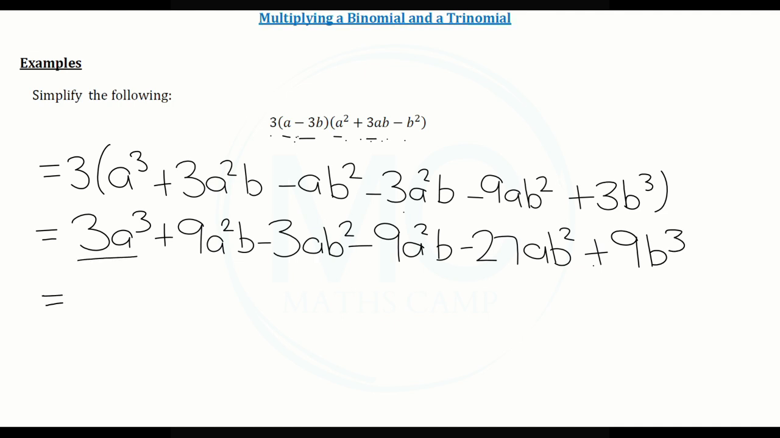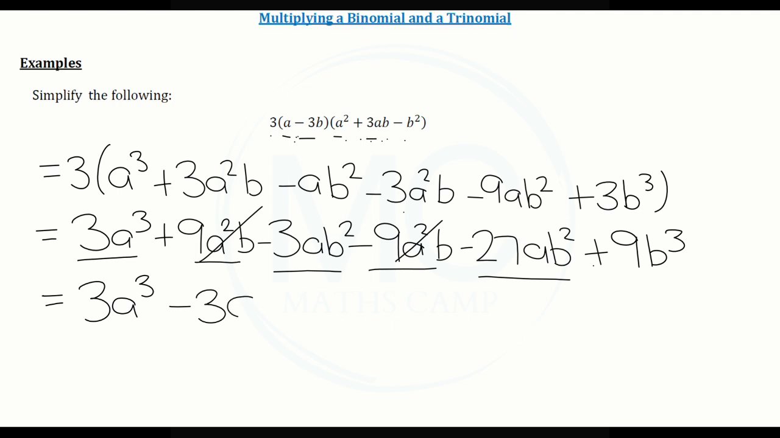Let's start with 3a cubed. So we can say 3a cubed. Now we have 9a squared b minus 9a squared b. So these two will cancel. Then we have negative 3ab squared minus 27ab squared, which gives us negative 30ab squared. And then we have 9b cubed. So we say plus 9b cubed.